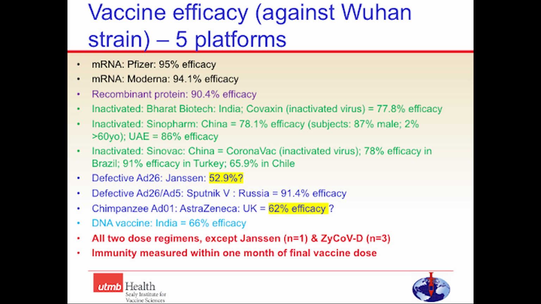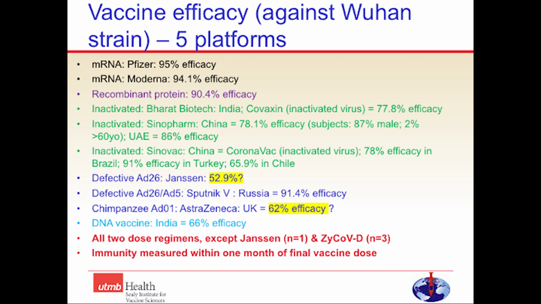The defective adenoviruses are not as good. The Janssen is a single-dose vaccine, and the current efficacy that's been reported is 52.9%. I've got a question mark that it's been revised recently. The chimpanzee adeno for AstraZeneca is about 62%. Question mark there because no 2 trials are the same, and it's really hard to work out what the real efficacy is.